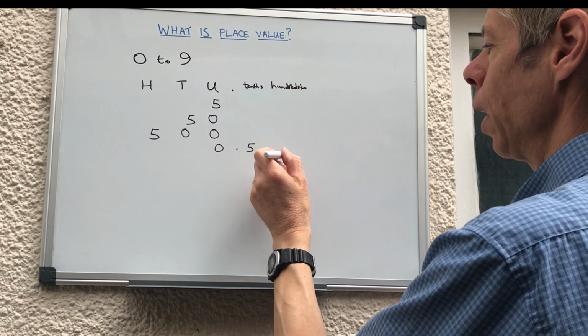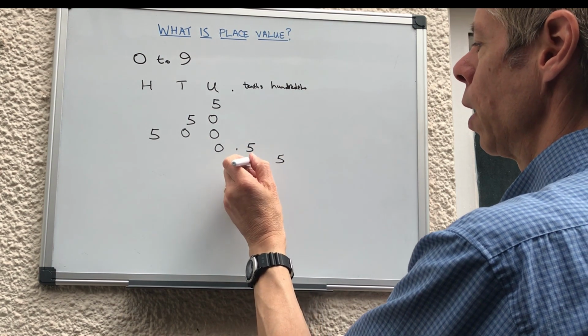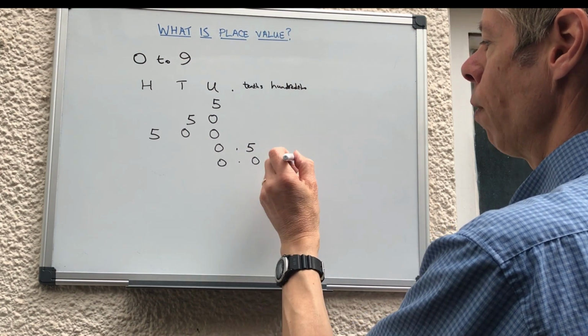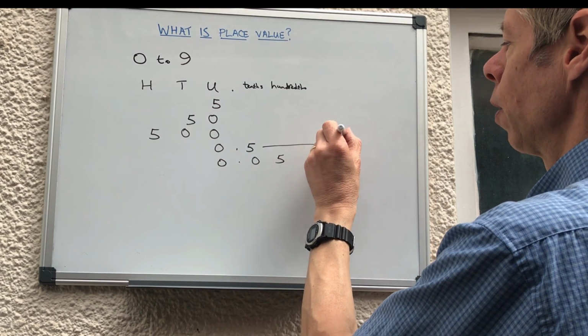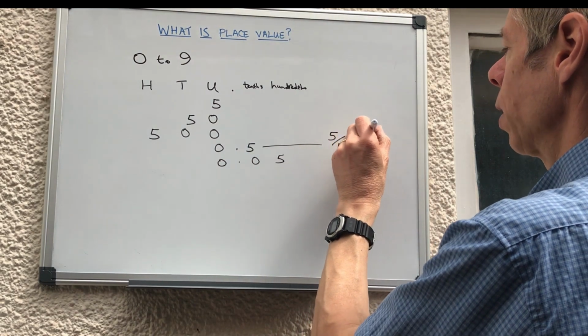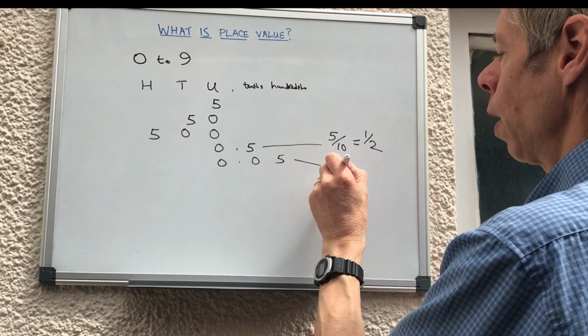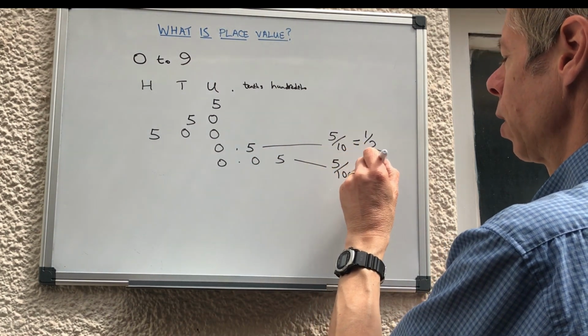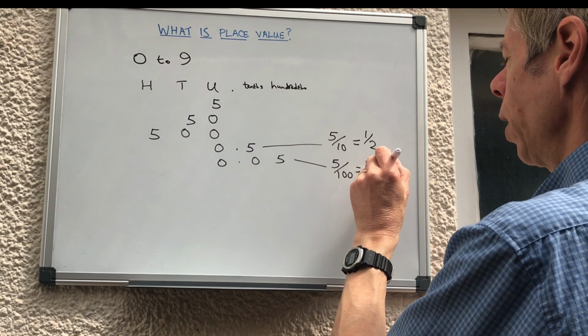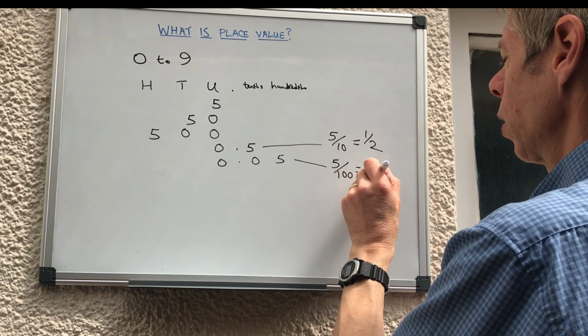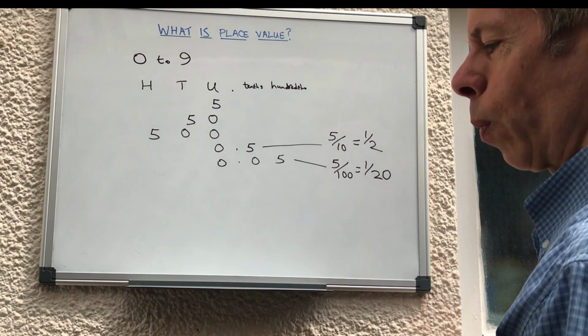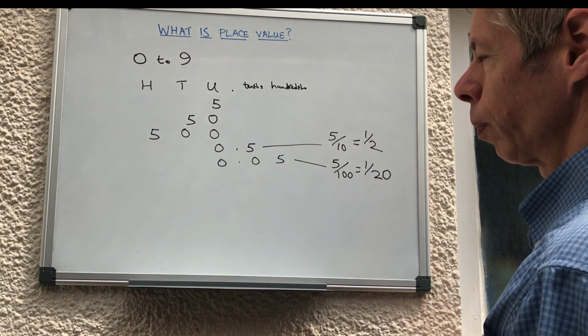So if we move it again, if we put our 5 here, it's now worth 0.05. So that is worth 5/10, which is the same as a half, whereas this 5 here is worth 5/100, which is the same as 1/20. So that's basically what place value is.